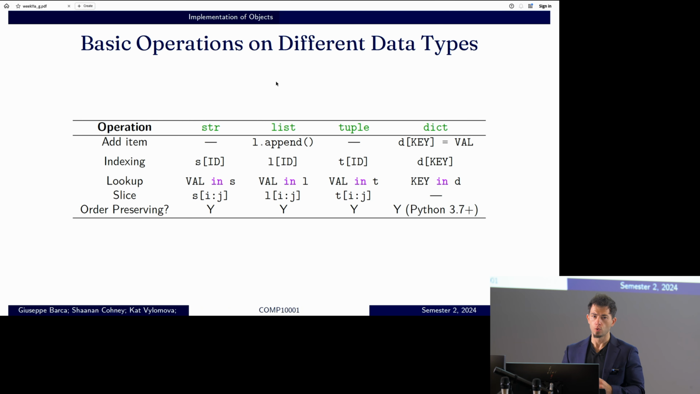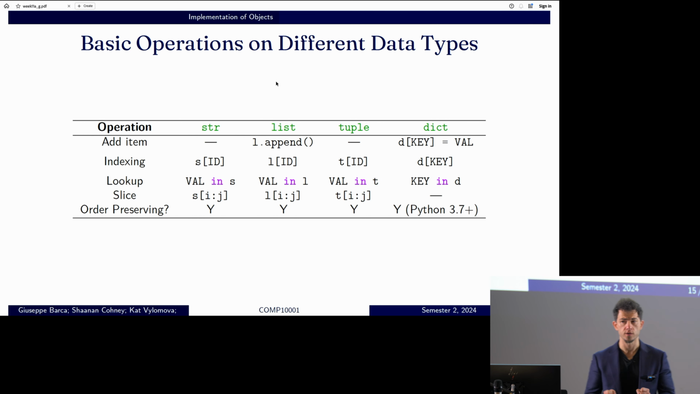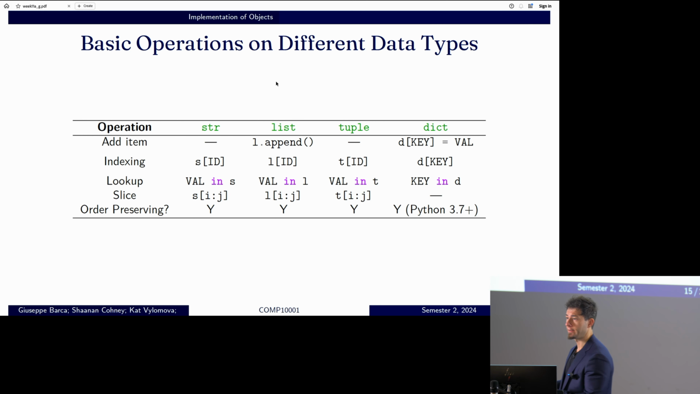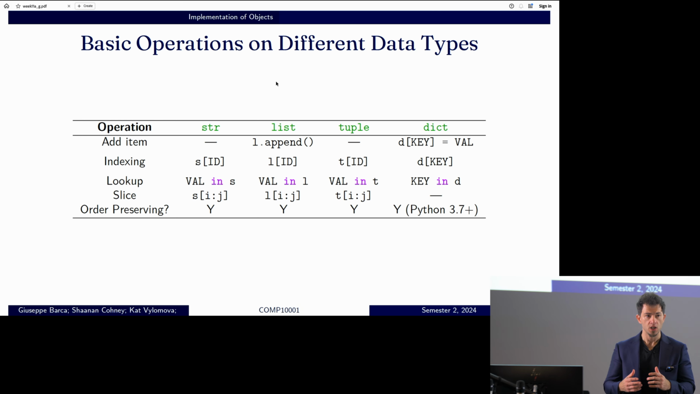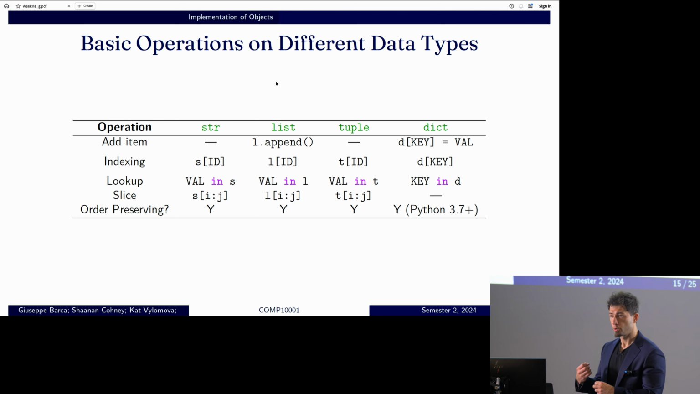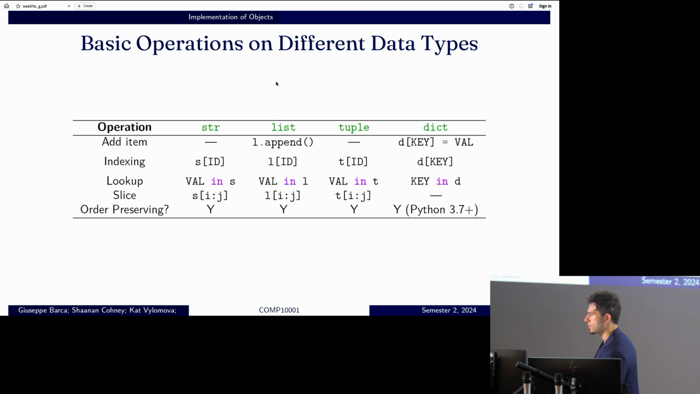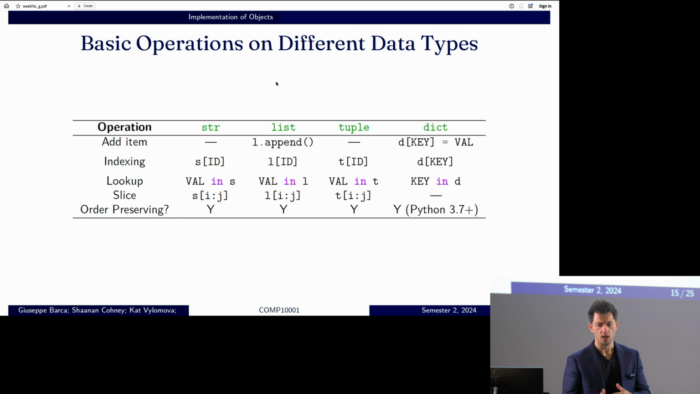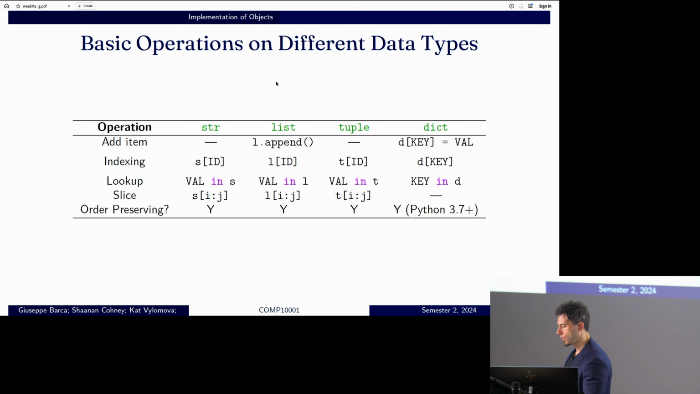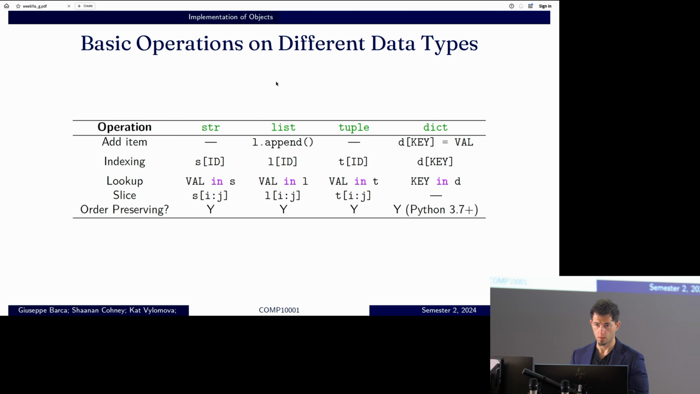And then they all support lookup, and by lookup we mean search. So you search for an element within that iterable. Then there is slicing, and also we asked whether these objects preserve the order of insertion. So as I add elements to that particular object, is it preserving that order? And for dictionaries, this is true only from Python 3.7 onwards, which is what we're using.